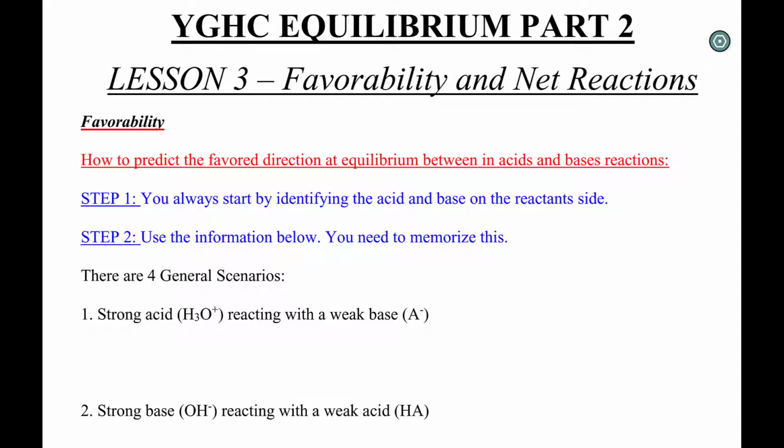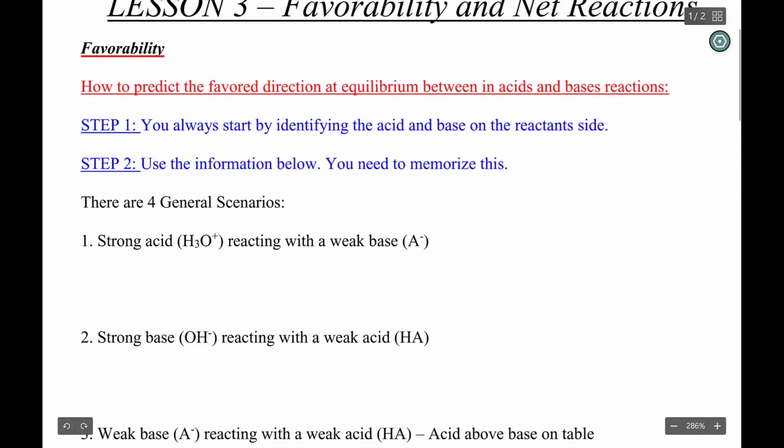But before we start that, we're going to do a quick review of favorability, which essentially allows us to understand whether a K value is going to be greater than 1 or less than 1 when an acid and base react. So the first thing that you need to be able to do is identify your acid and base on the reactant side of the reaction. And then you will have to use the information below here as well as your data table to figure out what side is going to be favored.